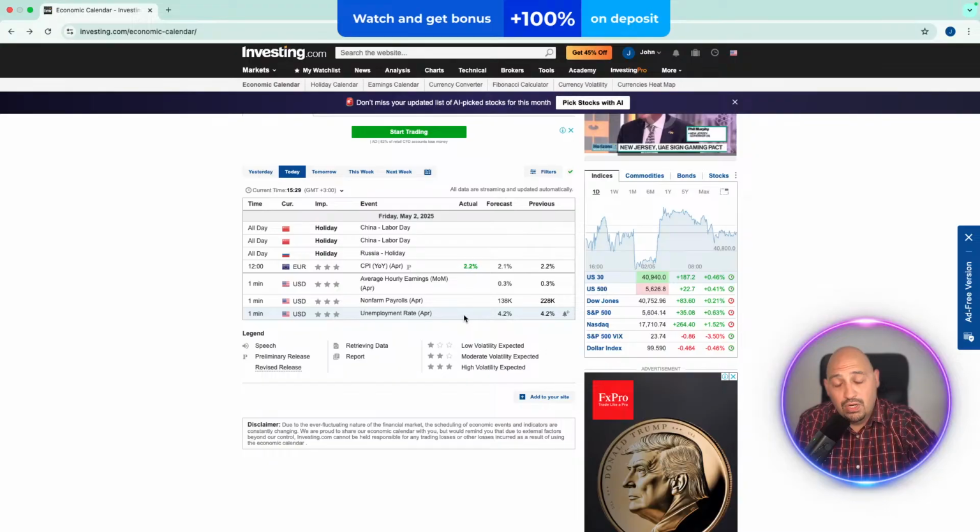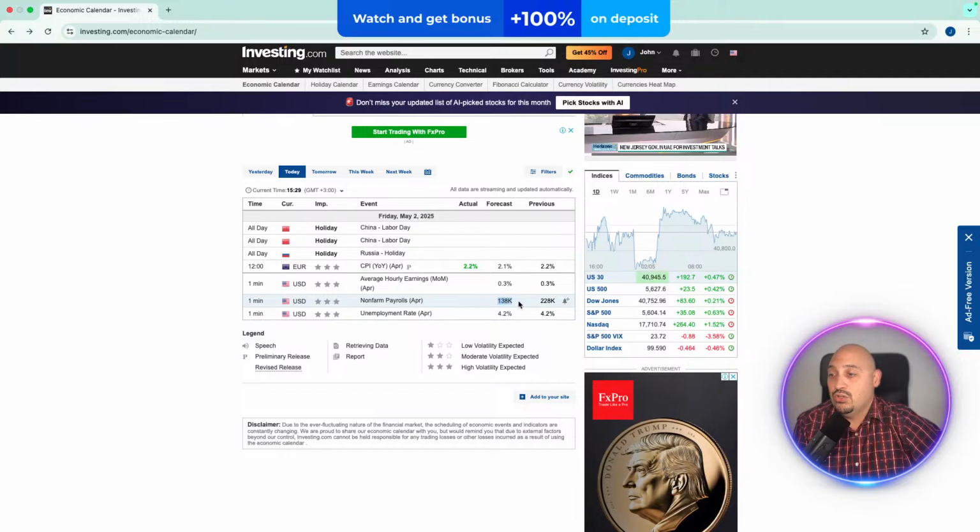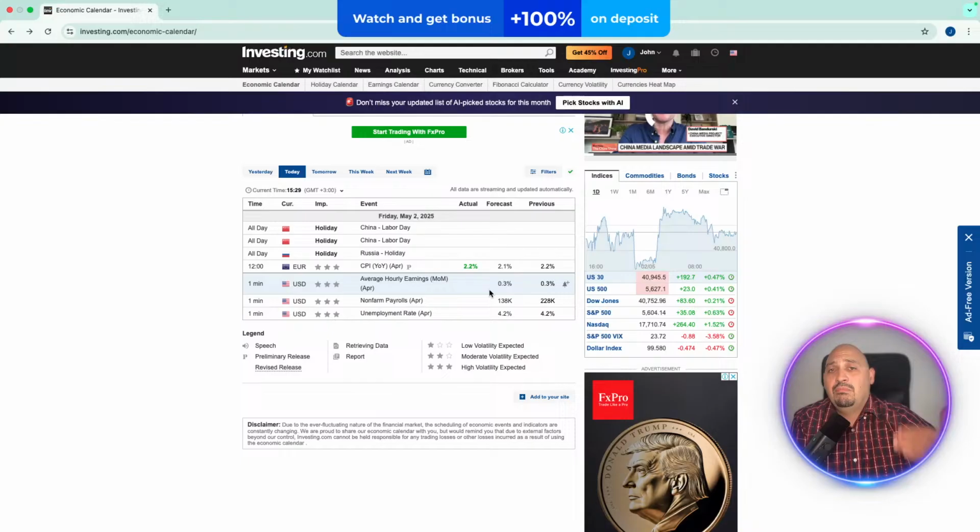Now, the unemployment rate is also important, because it basically shows us the unemployment rate in the United States. We're expecting 4.2 to align with the previous unemployment rate. Anything above that is going to be negative. Anything below that is going to be positive. Anything above 138,000 is going to be positive. Anything below that is going to be negative. Then we have the average hourly earnings, which basically measures the amount of money that businesses pay to employees. So basically, the amount of money that they pay for labor.